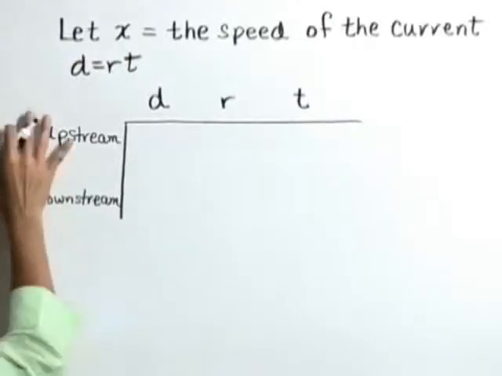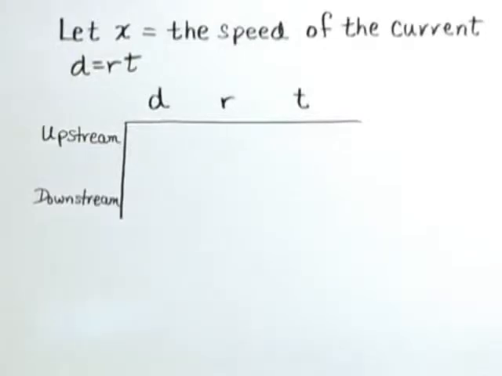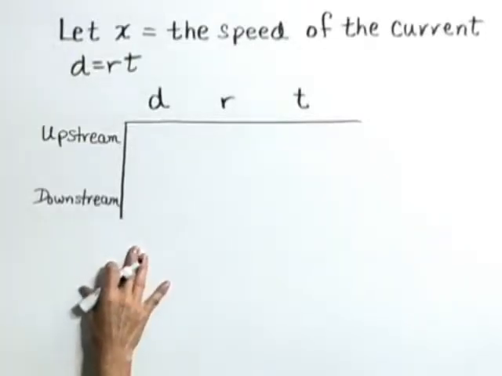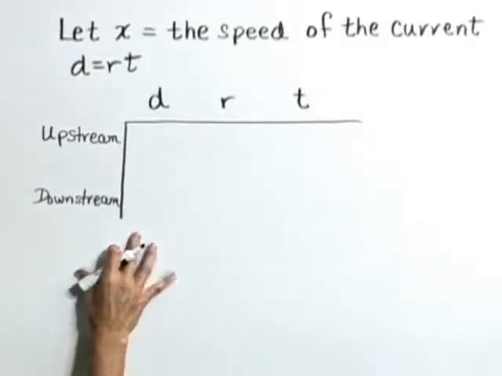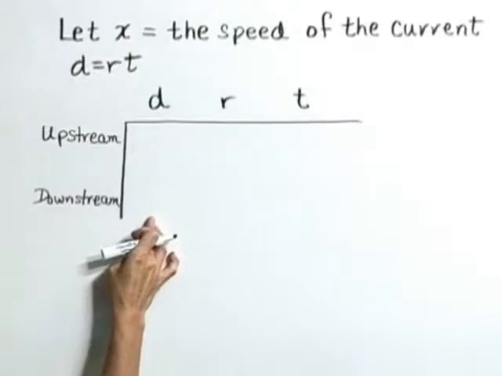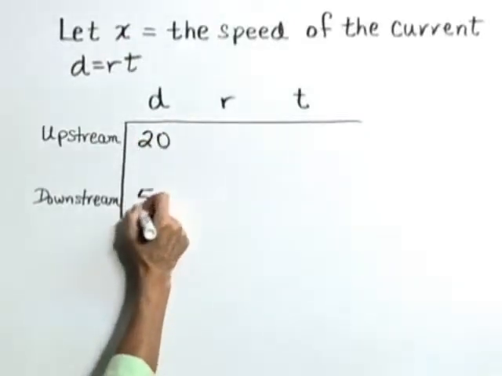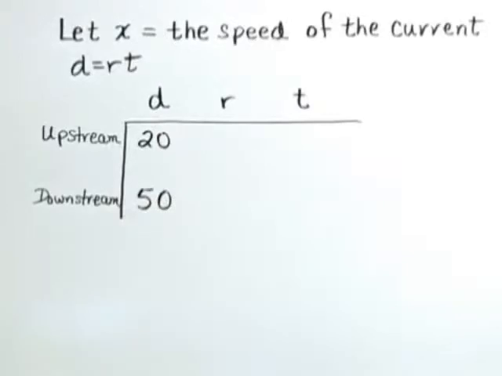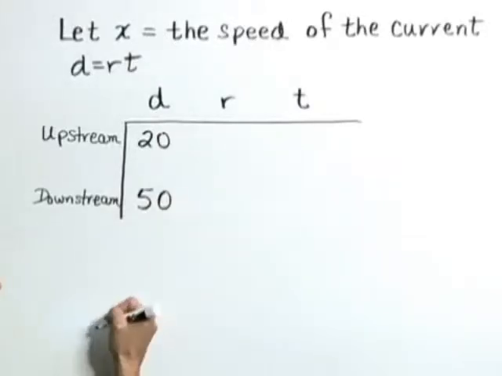Now, in order to write an equation, I'm going to use a table to help us organize our information. We're given that it takes as long to go 20 miles upstream as 50 miles downstream. And so the distances are 20 upstream and 50 downstream. Next, let's fill in our rate or speed column.